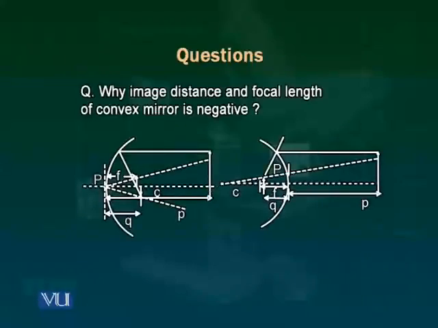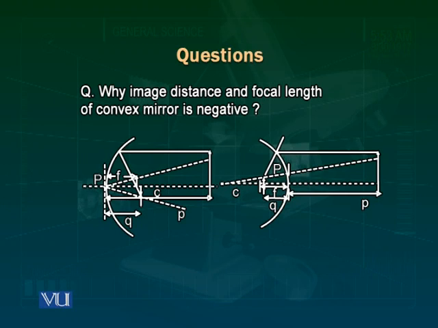On your screen you are seeing two slides which show a convex mirror and a concave mirror, and you can see that in a concave mirror the focal length, image distance and the object distance are all to the right of the pole, and therefore they are all positive. In case of a convex mirror, the focal length and the image distance are to the left of the pole, and the object distance is to the right of the pole, and therefore two of them, that is the image distance and the focal length, are negative, whereas the other is positive.